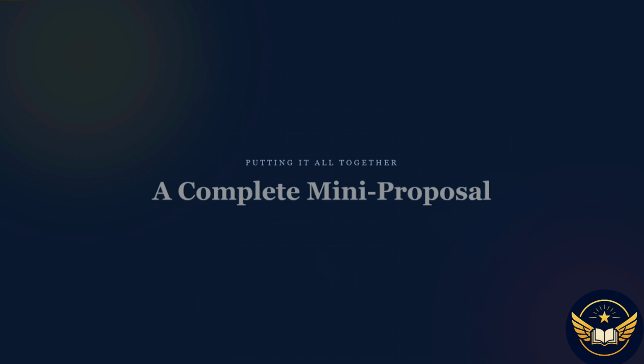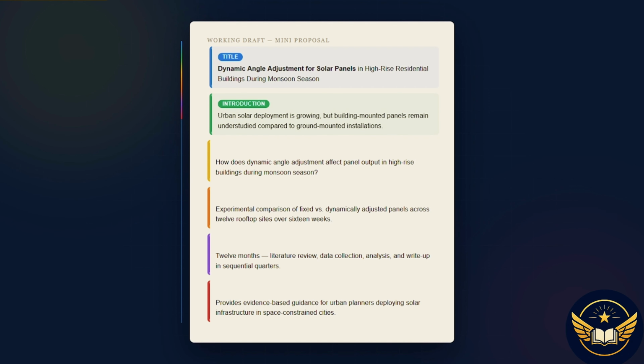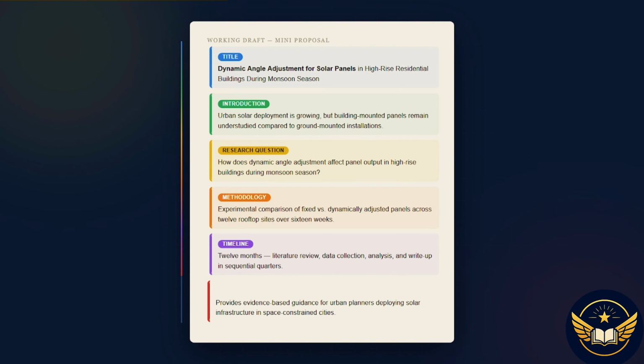Here's a complete mini proposal example. Title in blue, introduction in green, research question in yellow, methodology in orange, timeline in purple, significance in red. See how each section flows into the next. This is what you are aiming for. Clear structure, specific details, realistic plan.